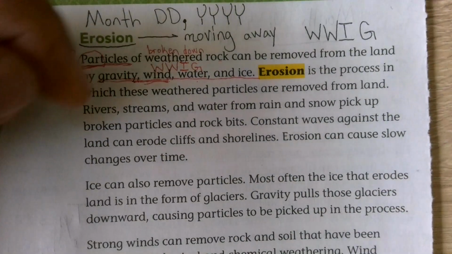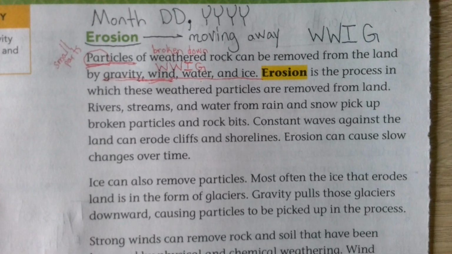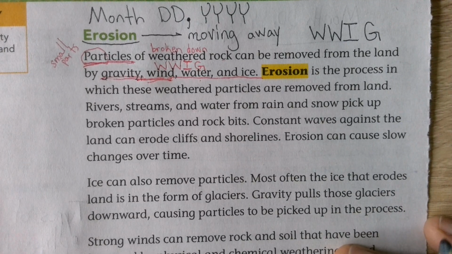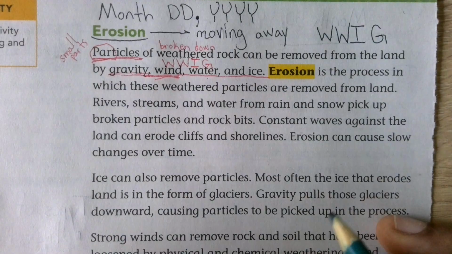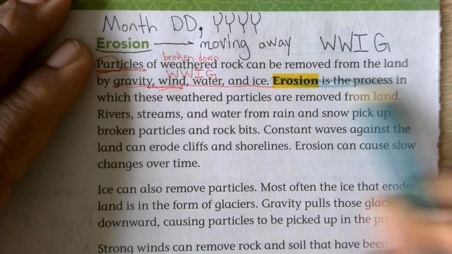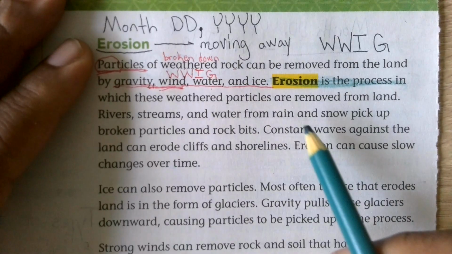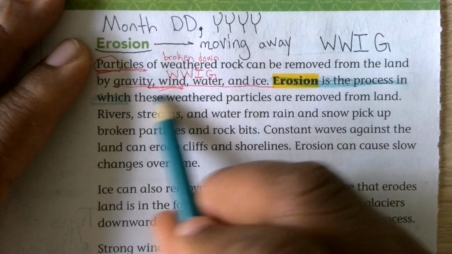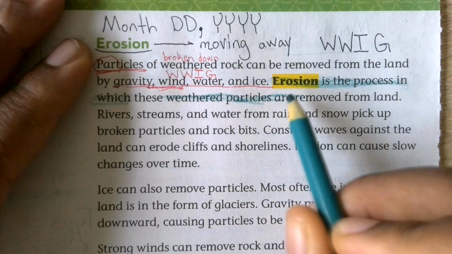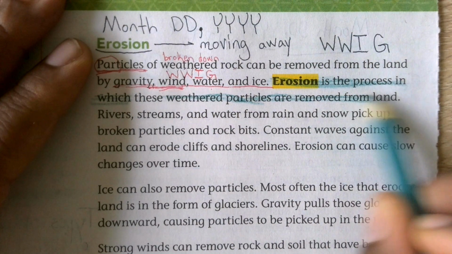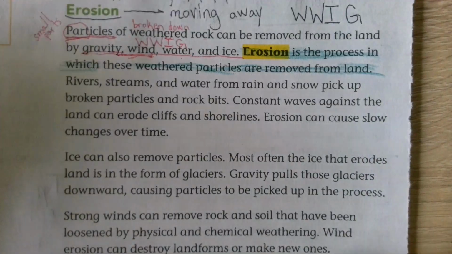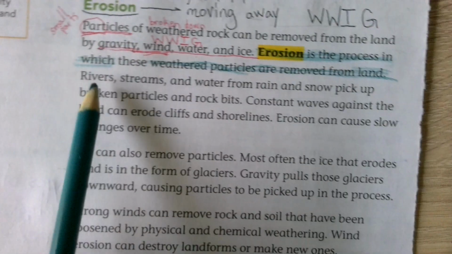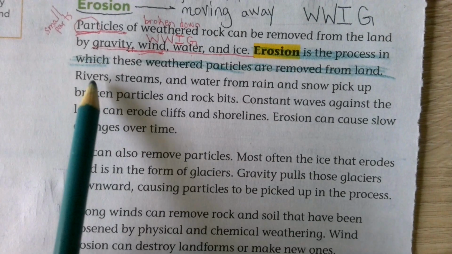Okay, it's important to understand what you are reading. Now I'm going to highlight because they give me a definition. Erosion is the process in which these weathered particles are removed from land. So erosion is a process, just like weathering is a process. Erosion is the process in which weathered particles are removed from land. This is just an example or explanation.